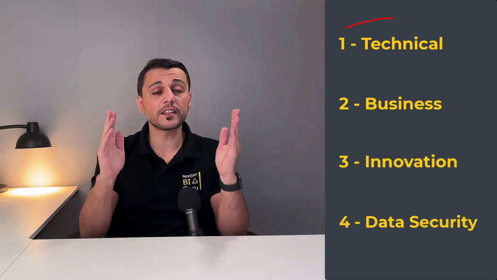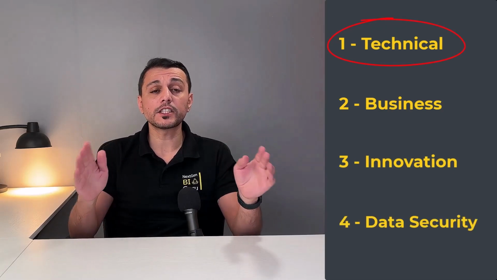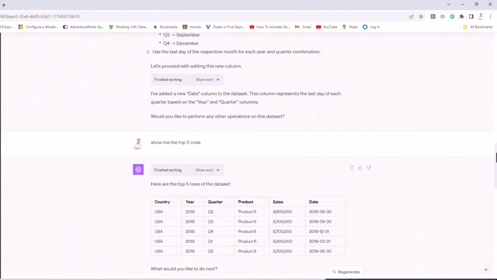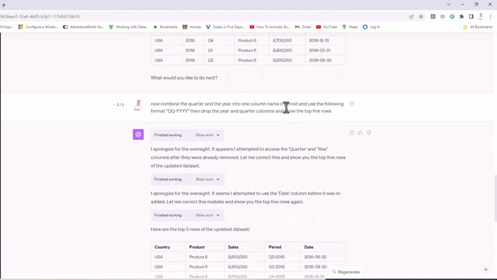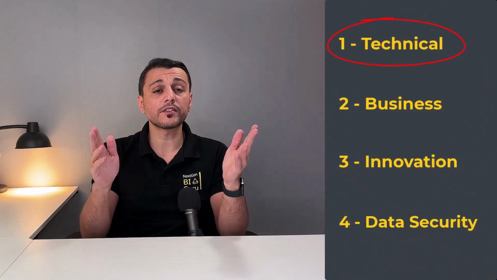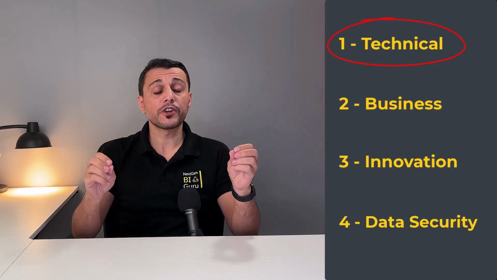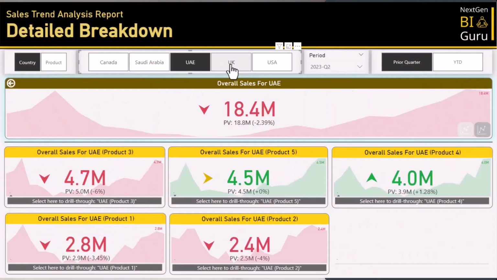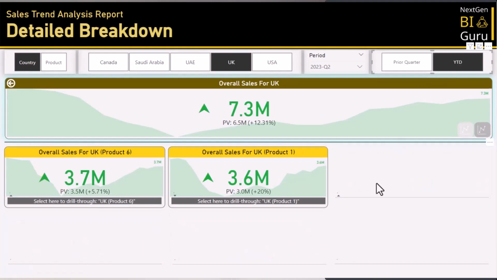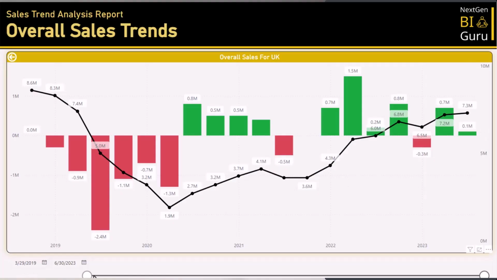Let's start with the technical aspect. Yes, ChatGPT handled our structured data really well. It created some basic visuals and did some transformation to the data. But when it came to crafting a comprehensive dashboard, it had its hiccups. For AI to narrate a truly data-driven story, there is a lot of ground to cover.